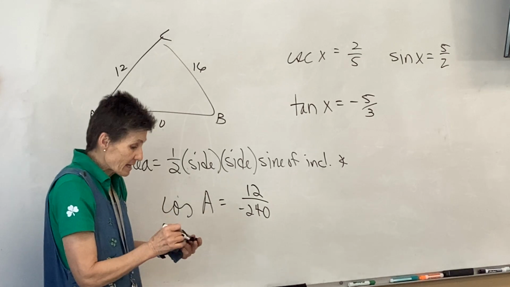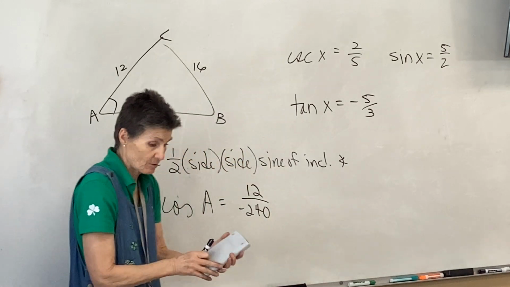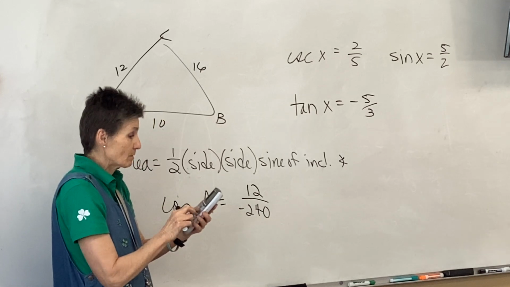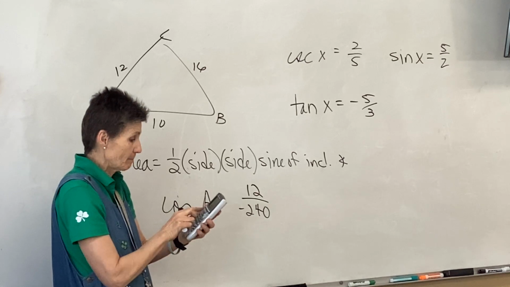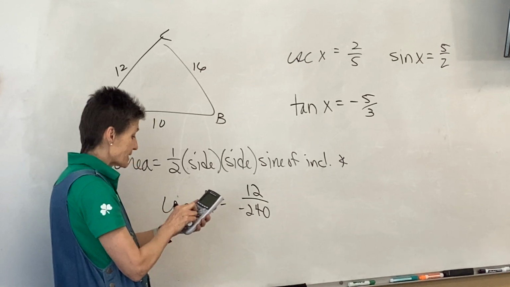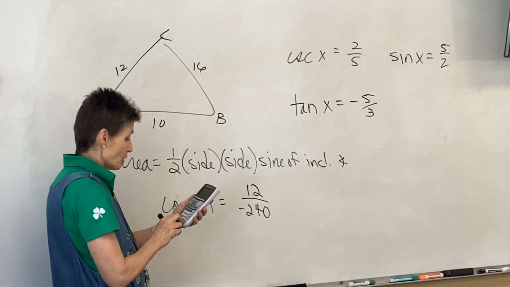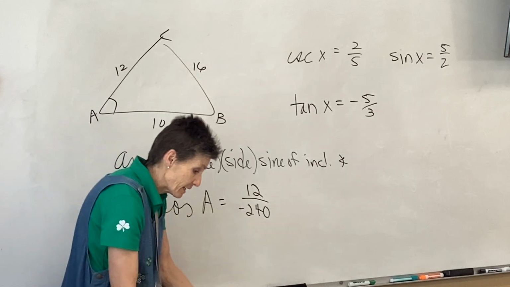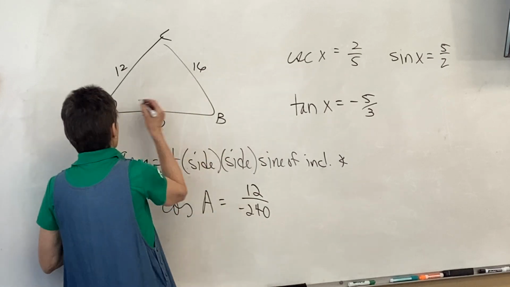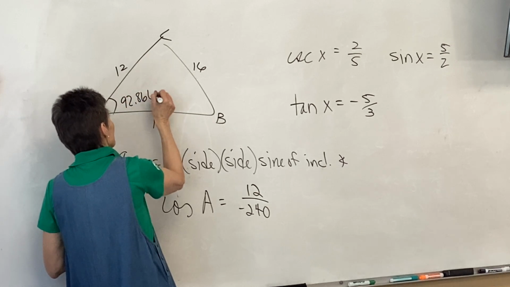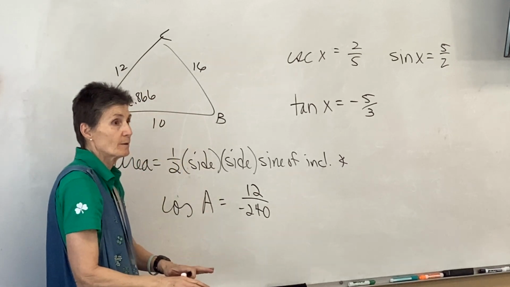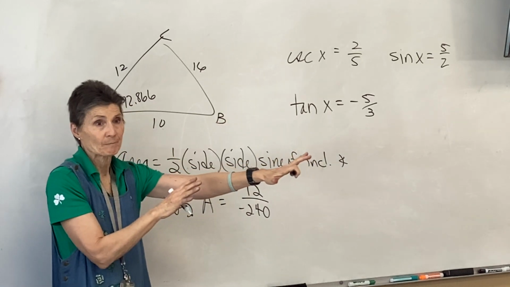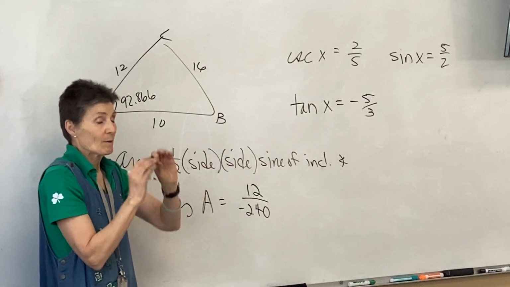All right, so then we said, okay, now we need to get out our calculators. And I loaded mine out, so I need to make sure I'm setting degrees here. All right, and then I typed second cosine 12 divided by negative 240, and I got 92.866. Yep. All right, now leave that on your calculator, okay? This is where we were when class ended last time. All right? Now we haven't answered the question.